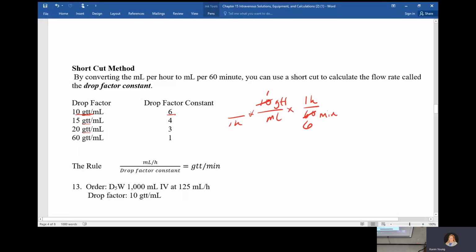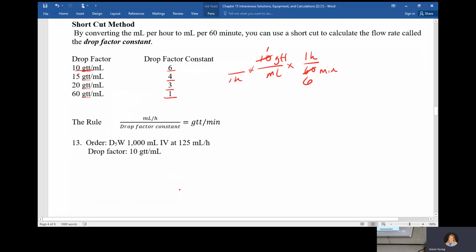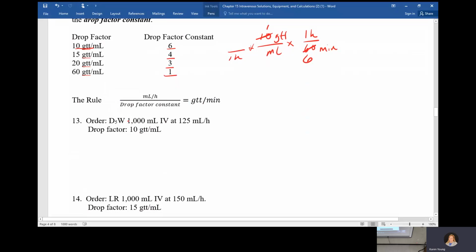So the 10 drops is 6, the 15 drops is 4, the 20 drops is 3, and the 60 drops is 1. What you're doing is you've got to have it in milliliters per hour, and you've got to have your drop factor constant. So you still have to know what your drop factor is. Look at number 13. I don't need the 1,000 milliliters because I've got the rate of 125 milliliters per hour. I've got a drop factor of 10 drops per milliliter, so my constant would be 6, right?